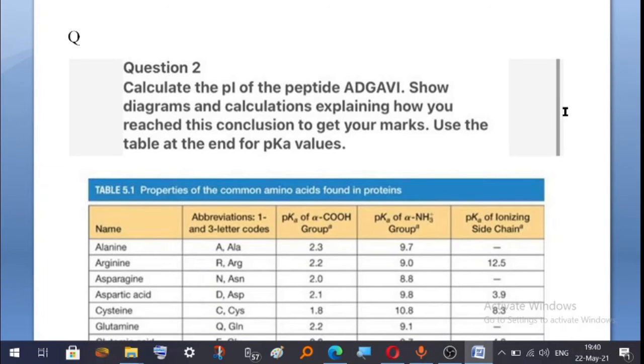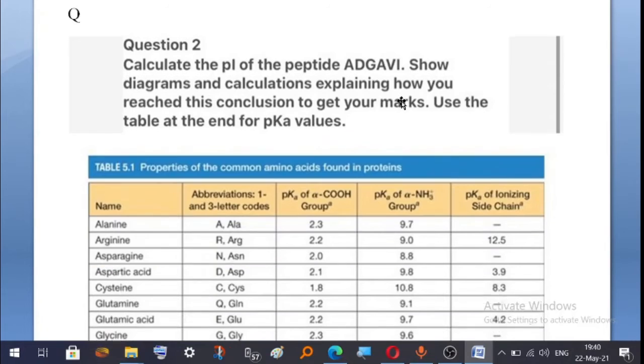In this question, we have been given a peptide that is ADGAVI. A stands for alanine, D stands for aspartic acid, G stands for glycine, A stands for alanine, V stands for valine, and I stands for isoleucine.